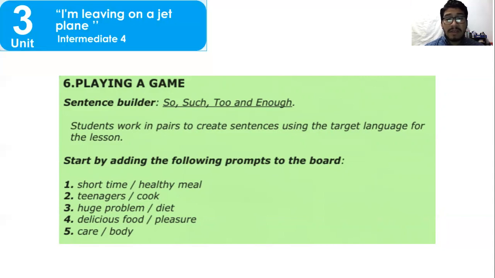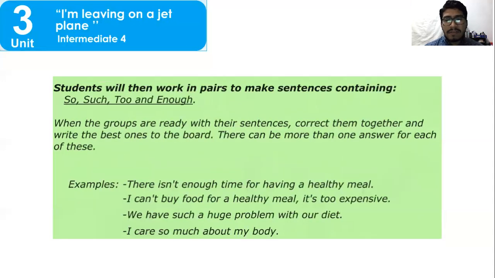Now, delicious food, pleasure. For example, my mother cooks so richly, so deliciously, or maybe, for example, my mother cooks such delicious food. Yep, perfect. And it's a pleasure to eat it. You do it, something similar like this. You have to reverse them.